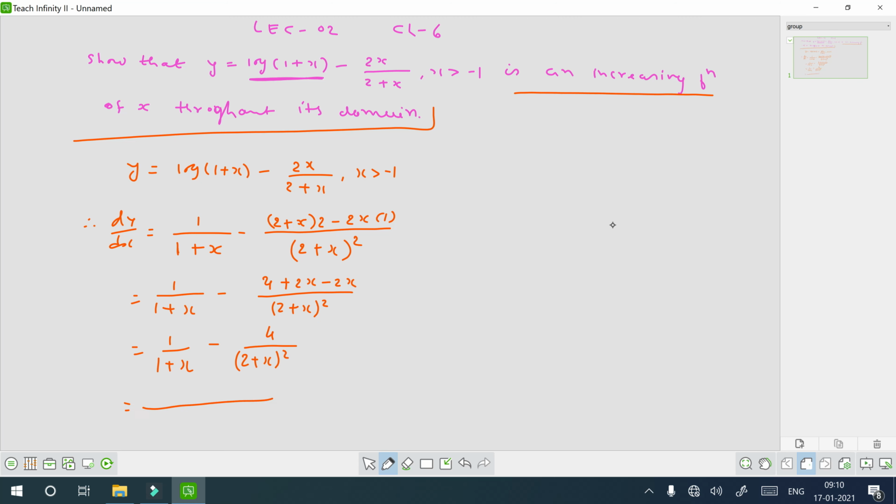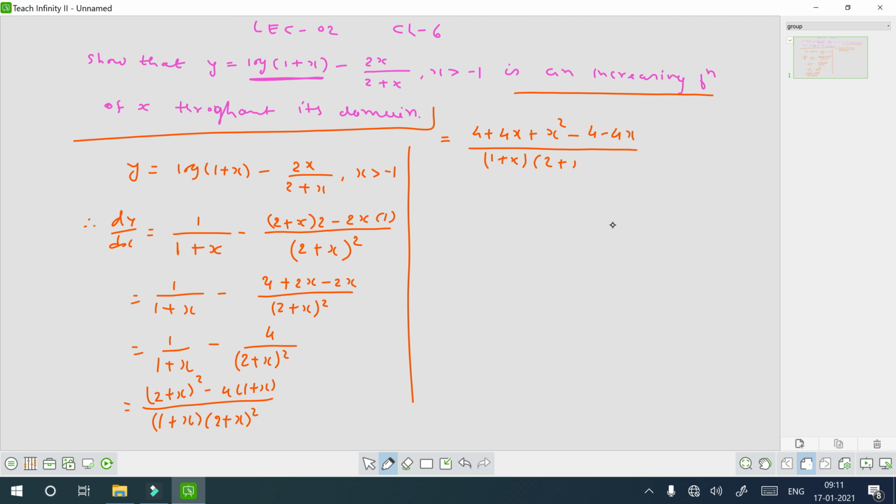Now take LCM. What will be the LCM? 1 plus x into (2 plus x) whole square. So here (2 plus x) whole square minus 4 into (1 plus x). So that is equal to 4 plus 4x plus x square minus 4 minus 4x over (1 plus x)(2 plus x) whole square. Ultimately it comes out x square over (1 plus x) into (2 plus x) whole square.